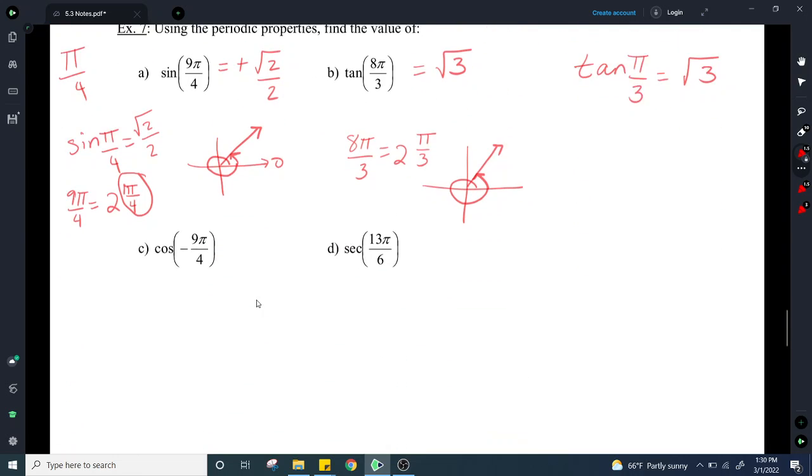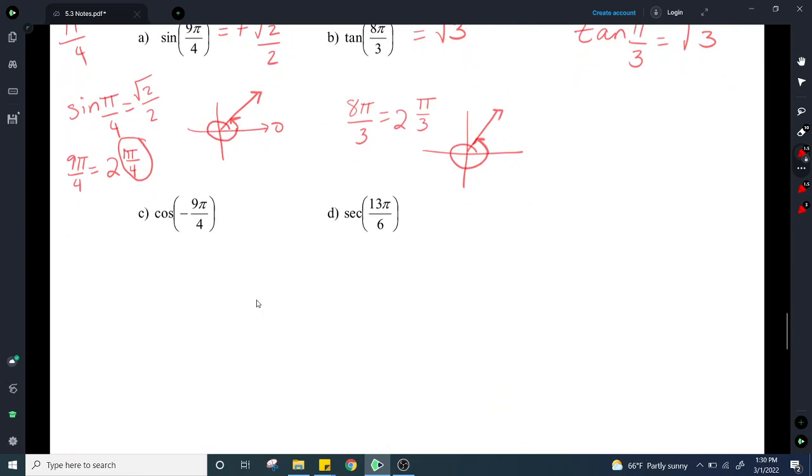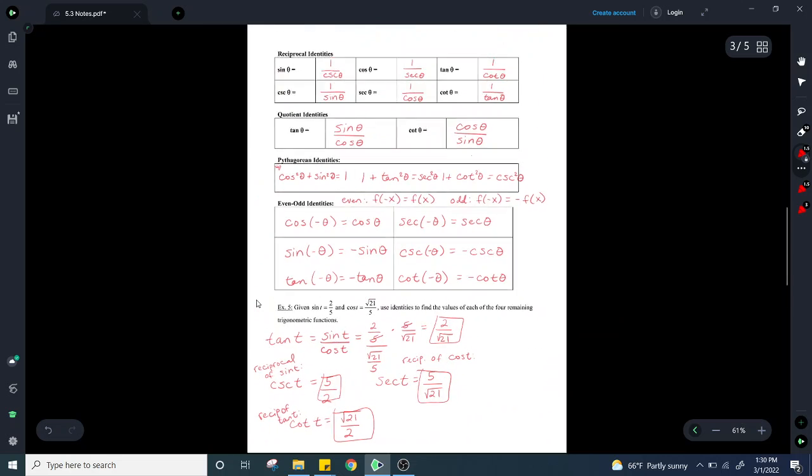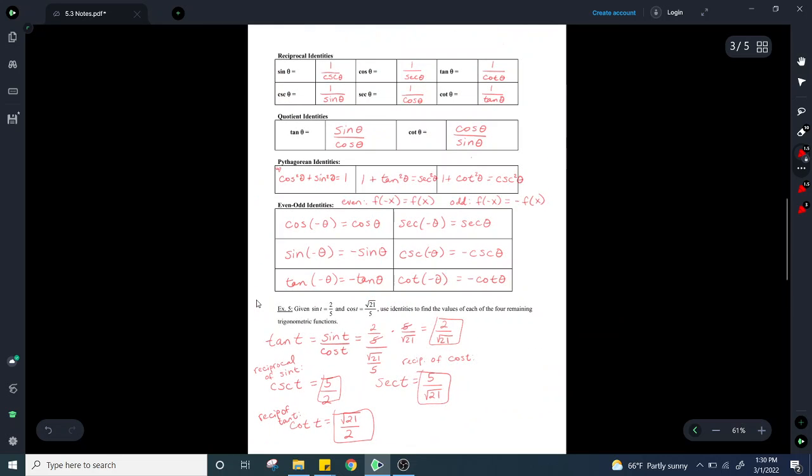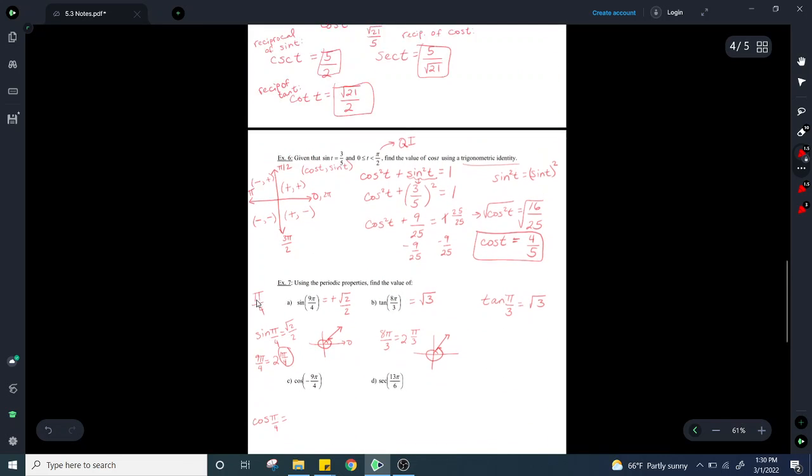Okay, let's try the next one, cosine of negative pi over 4. So the reference angle is pi over 4, so we know it's going to have the same value as the cosine of pi over 4. Let's go back and get that. Oh, what did I just do? I just zoomed out. That's okay. We can still use the chart.